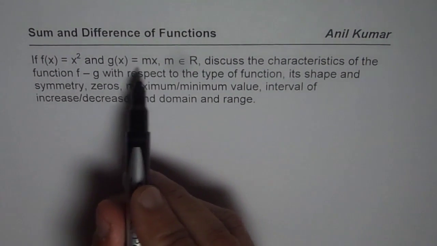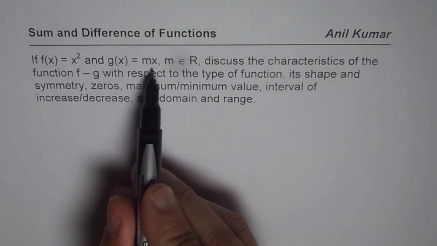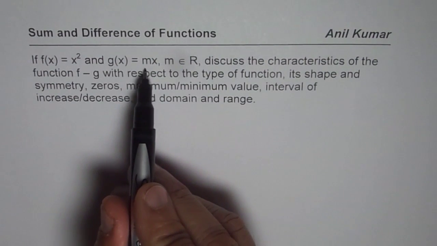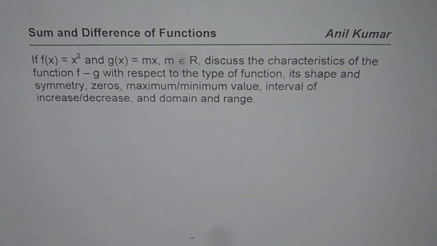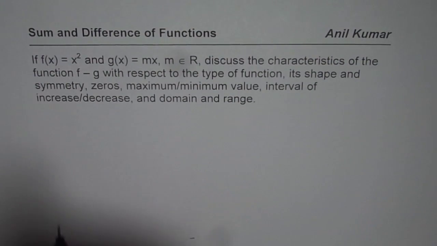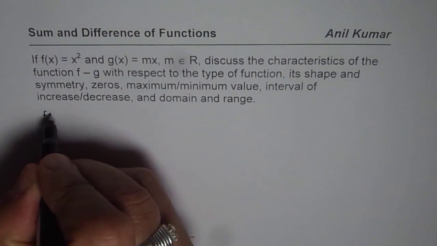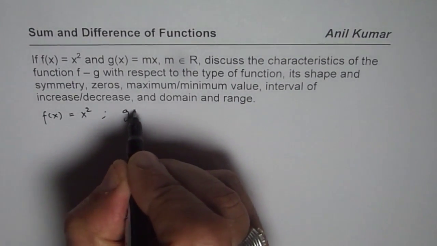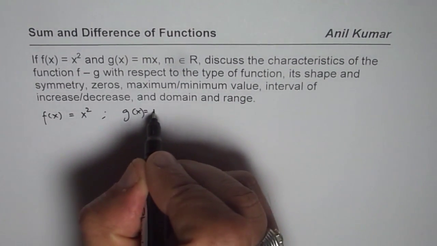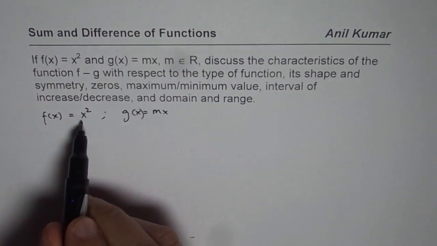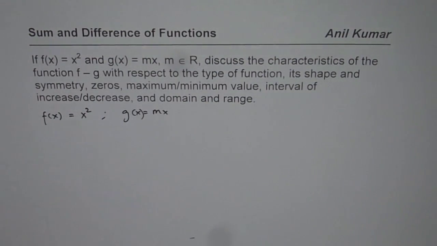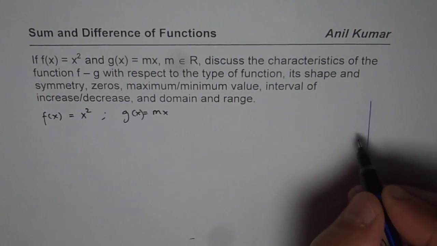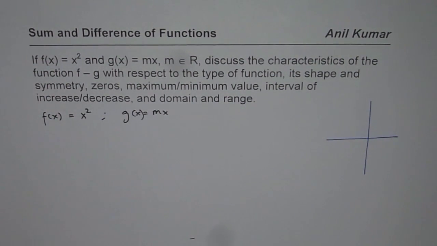Now these are basically parent functions, right? I actually prefer to take x, but I've taken mx so that it helps you to understand some more aspects of this particular combination. So we have two functions. The first one is f of x equals x squared, and the second one is g of x equals mx. As you know, this is a parabola and that one is a line, right? So let me just sketch them on the side so that it helps you to understand as we move along.